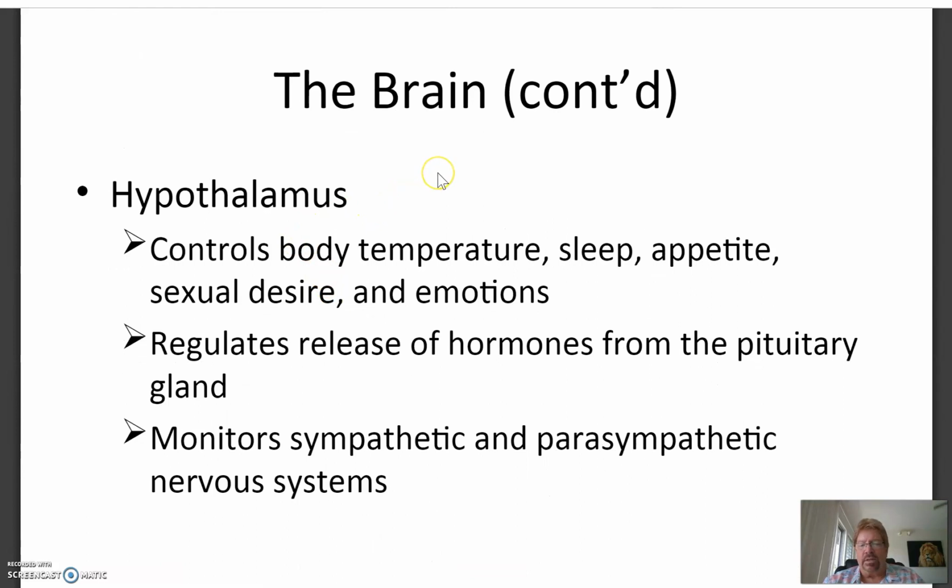Hypothalamus connects to the pituitary gland, is real important. Controls body temperature, sleep, appetite, sexual desire, and emotions. Pretty important stuff, would you agree? Regulates release of hormones from the pituitary gland. And the pituitary gland, along with the hypothalamus, controls all the other glands. Monitors sympathetic, cranks you up. Parasympathetic, brings you back down. Nervous system.